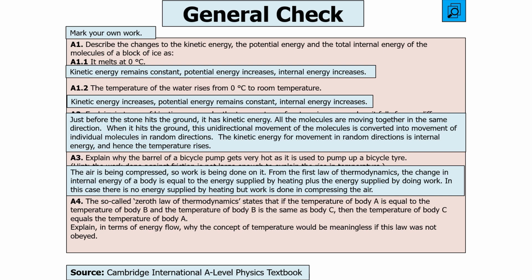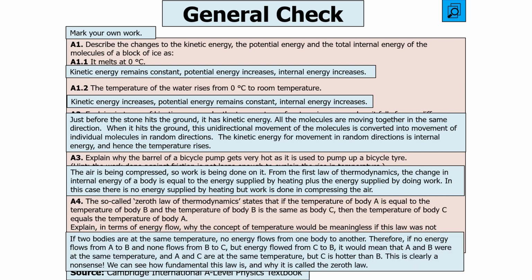air. Now in this last one, if two bodies are the same temperature, no energy flow will happen from one body to another. So therefore if no energy flows from A to B and none flows from B to C, but if energy did flow from C to B, it would mean that A and B were the same temperature, and A and C are the same temperature, but C will be hotter than B, which is clearly not correct, which is a fundamental law in thermodynamics.